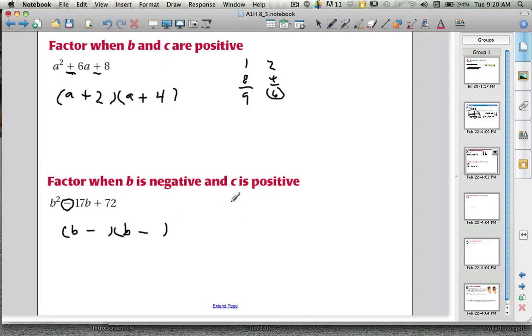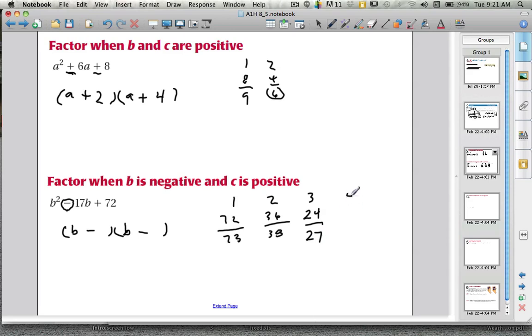So factors of 72 that add up to be 17. I know that I've got 1 and 72. That adds up to be 73. That's not going to help me. I know that I've got 2 and 36. That adds up to be 38. I have 3 and 24. Those add up to be 27.